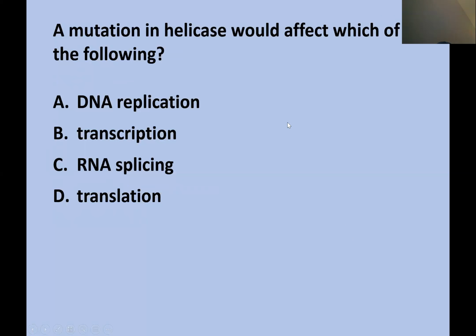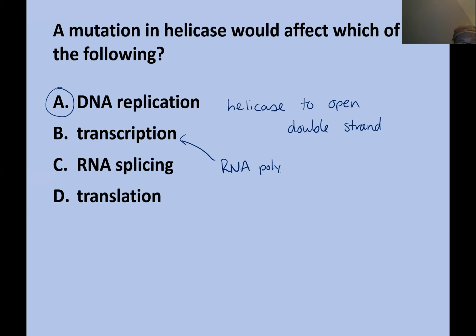A mutation in helicase would affect which of the following? Probably should have put this somewhere else so it was a little harder. But we've been talking about DNA replication, and remember that DNA replication uses helicase to open the double strand. Right? Transcription has to open the double strand too, but it uses RNA polymerase, which has its own helicase activity built into it. Okay. RNA splicing and translation don't have to deal with opening up the DNA strand at all, so there's no helicase activity required for any of that.